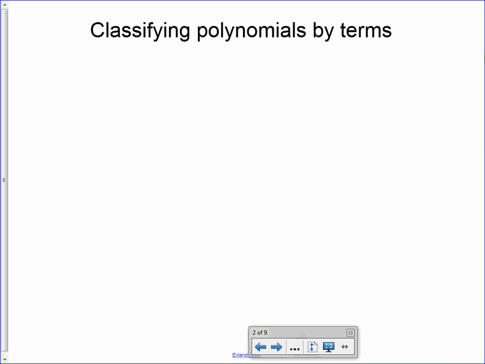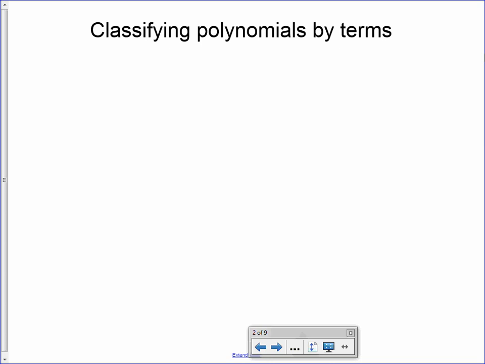There are lots of different ways we can name polynomials. I understand you don't know what a polynomial is yet. Let me go ahead and define that for you. A polynomial is basically just an expression with a bunch of terms. So poly means many, nomial means number. So polynomial is just many numbers. Okay, it's an expression, and that's really all it is.